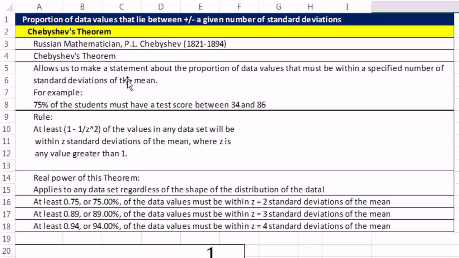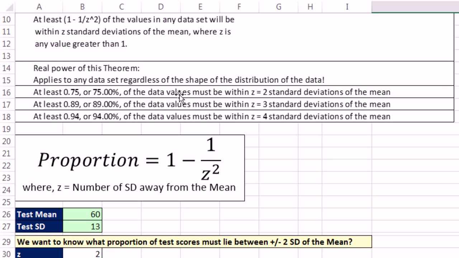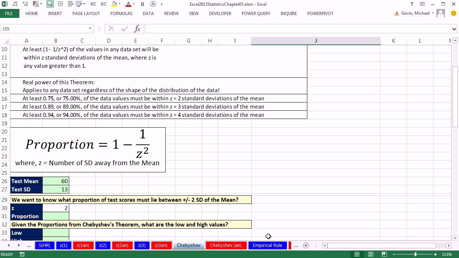Chebyshev's theorem allows us to make statements about the proportion of data values that must be within a specific number of standard deviations of the mean. For example, we want to be able to make a statement like, hey, 75% of the students must have a test score between 34 and 86. Here's our formula. But the real power right here of this theorem is it applies to any data set regardless of the shape of the distribution. The empirical rule we'll see in just a second is only for a specific type of distribution. But this rule will work for any distribution.